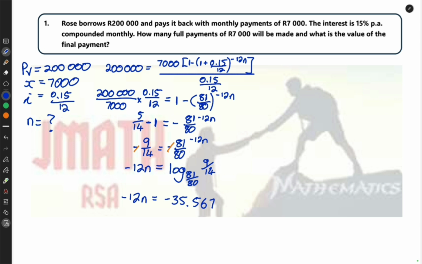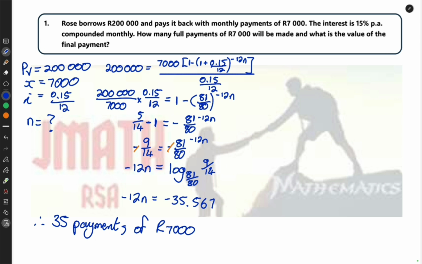So to answer the question, how many full payments of 7,000 were there? So therefore, there were 35 payments of 7,000 Rand. And the last payment, so let me just write that, of 7,000 Rand. And the last payment was a little bit smaller. So let's just do the next two steps. So I need to get the outstanding balance after the last full payment, which was the 35th payment. So I'm going to do outstanding balance for 35 months.